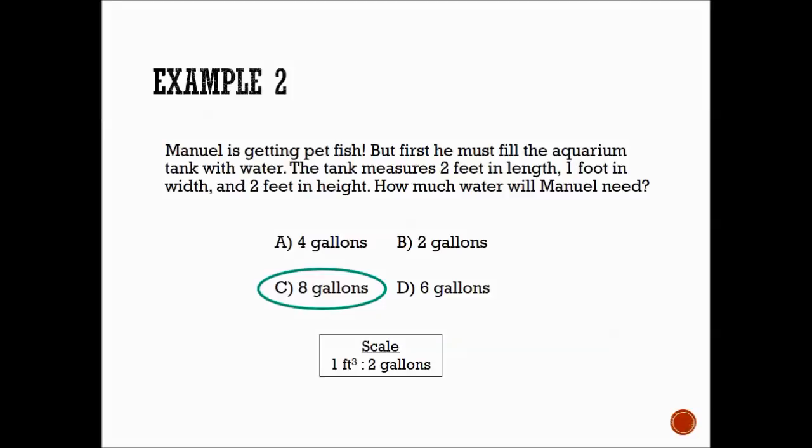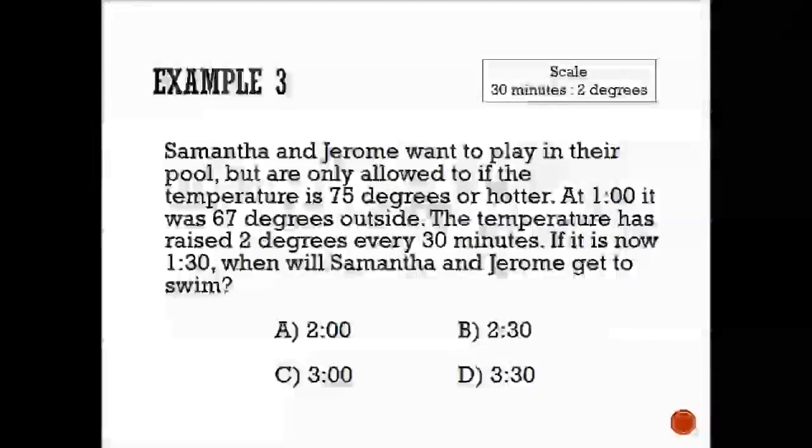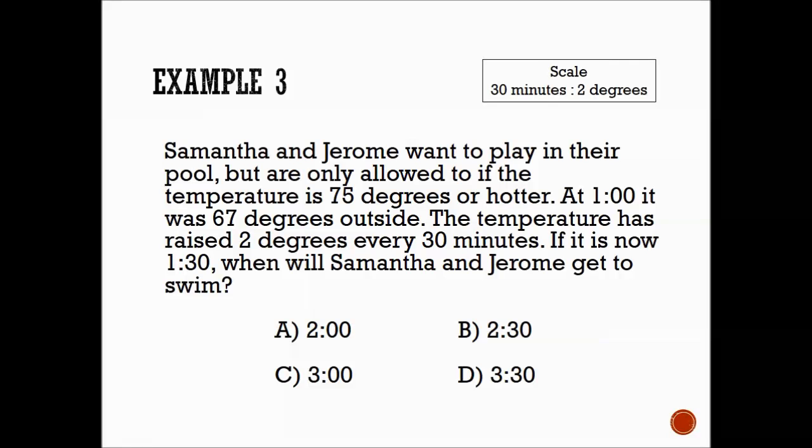Let's look at our final problem. Example 3. Samantha and Jerome want to play in their pool, but are only allowed to if the temperature is 75 degrees or warmer. At 1 o'clock, it was 67 degrees outside. The temperature has raised 2 degrees every 30 minutes. If it is now 1:30, when will it be warm enough for Samantha and Jerome to swim?